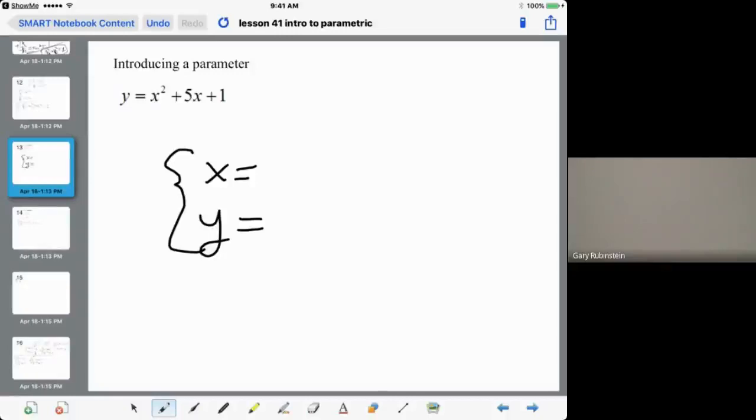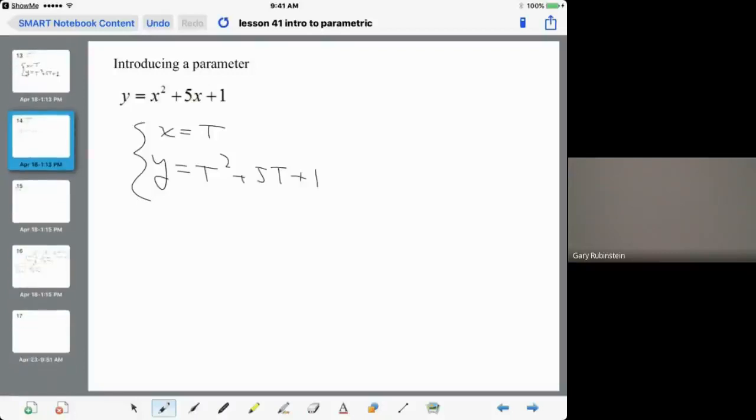What's one of the equations going to be? Yes, if you make x equal t, then y will be t squared plus 5t plus 1. So you can introduce a parameter like that if it's a polynomial equation. We're almost done.